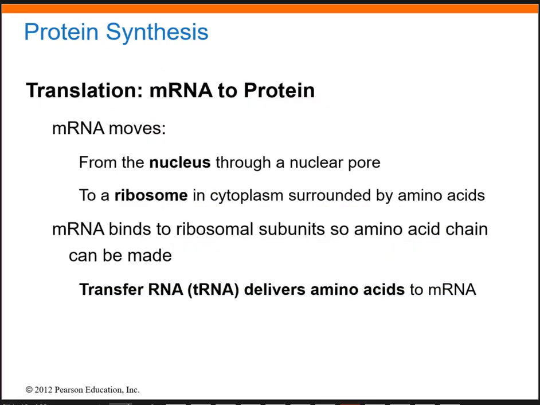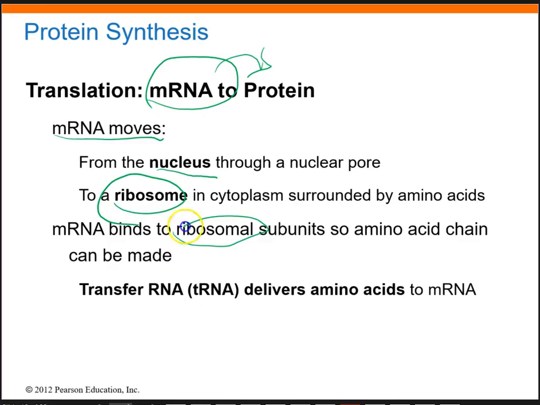Then we have translation. Okay, we have our mRNA, and we're going to translate that into an actual protein or polypeptide. This mRNA first leaves the nucleus through a little pore, right? Remember the nuclear envelope has pores in it, so things can get in and out. And the mRNA leaves the nucleus, and it goes to a ribosome that's out in the cell, in the cytoplasm.